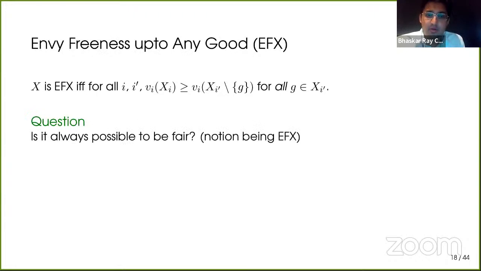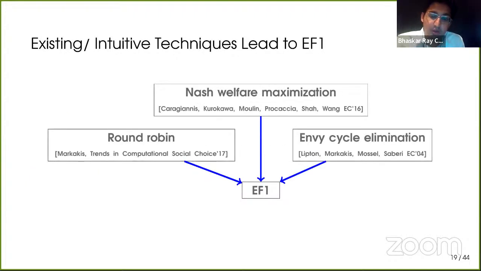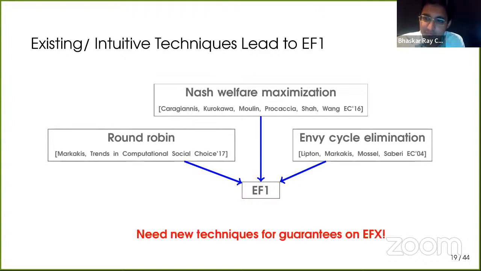Okay. So now we ask the same question: no matter how many agents, how many goods, and whatever valuation functions we have, can we always find a partition which satisfies this property? Unfortunately, we do not know it yet. And this is considered one of the most important problems in discrete fair division. Before that, I'll tell you why it is so hard. If you try to extend the techniques from the divisible setting, or come up with natural techniques like round robin or envy cycle elimination, you'll always end up at EF1. So if you want to go beyond EF1 to, let's say, EFX, then we need newer techniques.